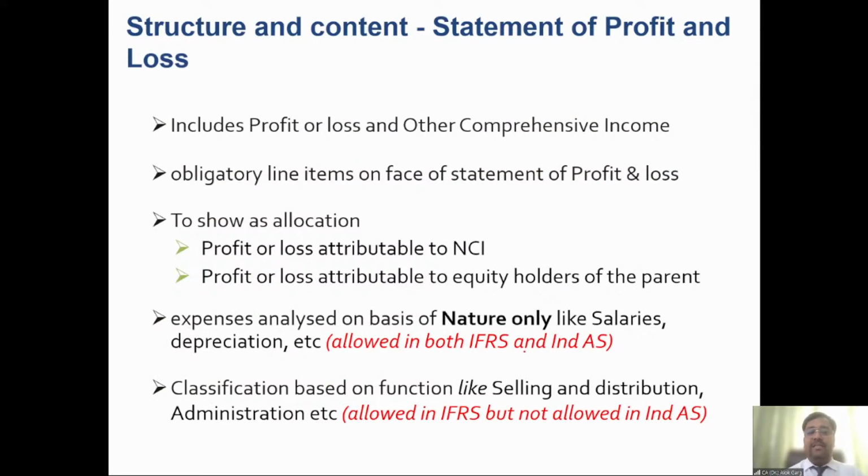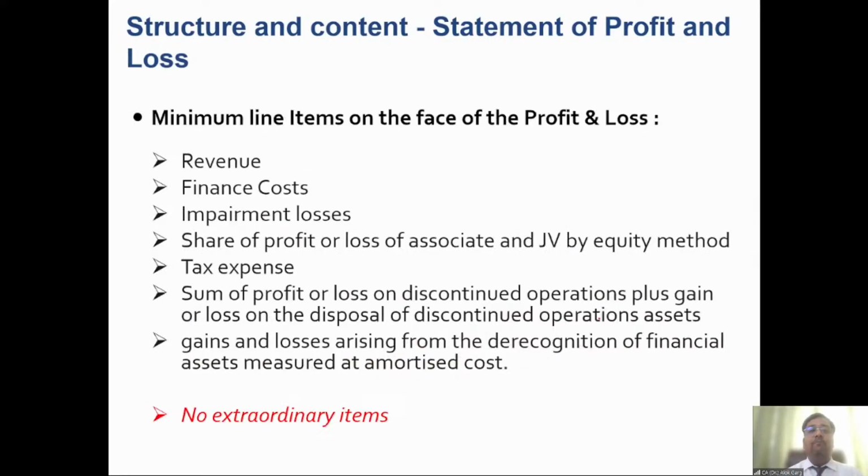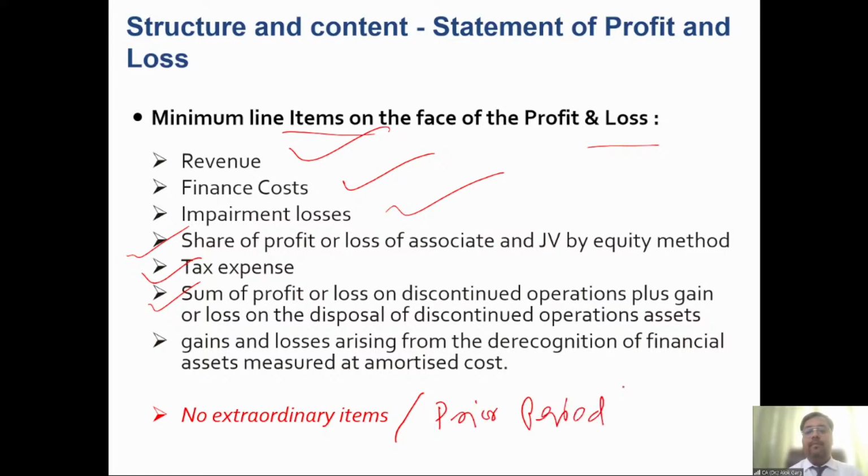So expenses have to be analyzed on the basis of nature only, and on the basis of function it is not allowed. Minimum line items on the face of the P&L: revenue, finance cost, impairment losses, share of profit or loss in JV and associates, tax expenses, and profit or loss on discontinued operations. No extraordinary item, no prior period items.